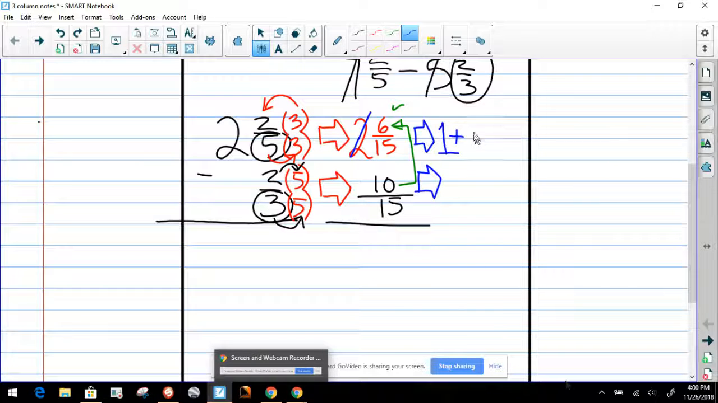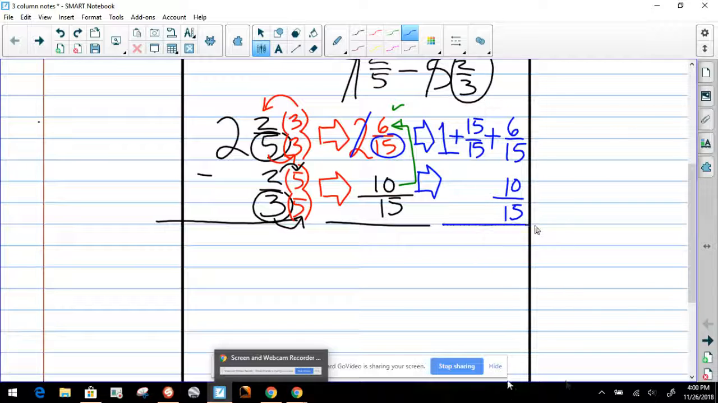And so now the one that we borrow is going to be converted into a fraction, which will be 15/15, because we know that 15 divided by 15 equals 1, which is the one that we borrow from the 2. And now we have the 6/15 left. So that's what we did on the top. The number on the bottom, we just rewrite the same number.